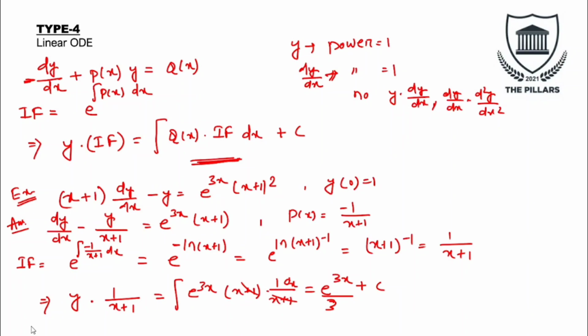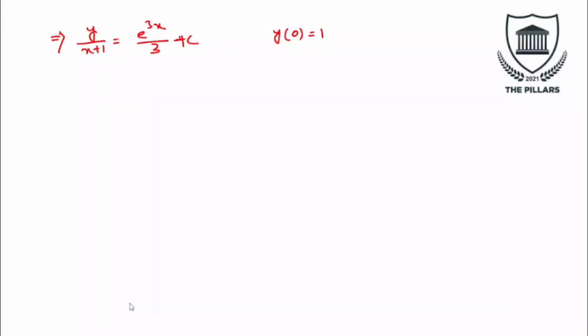Now we have been given a boundary condition. Let's apply this. The solution we got is y/(x + 1) = e^(3x)/3 + c, and the initial condition is y at x = 0 is 1. Now put this initial condition, so this becomes 1/(0 + 1) = 1/3 + c.